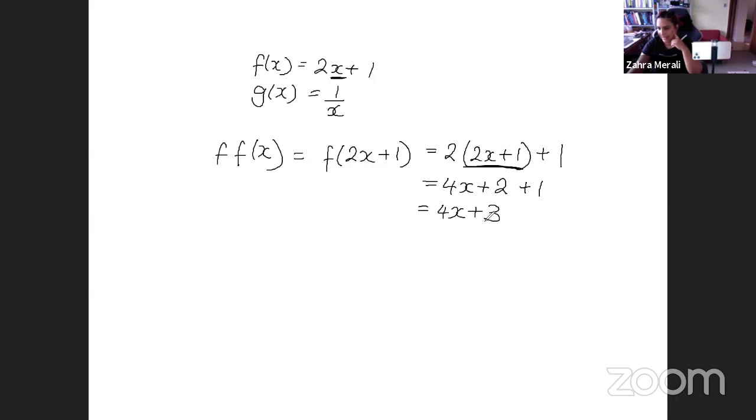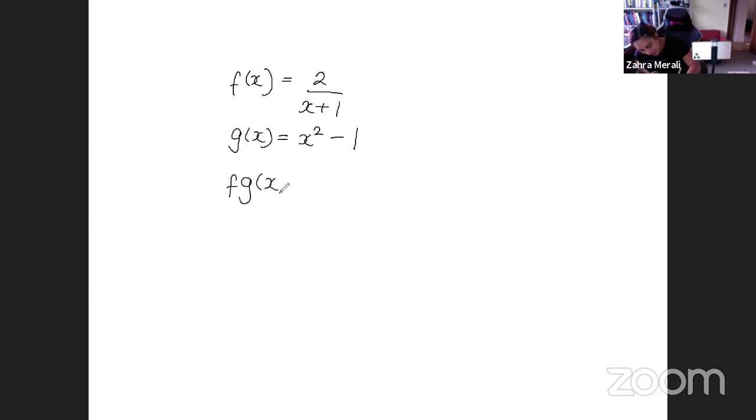So let me see if I can pick out any more GCSE questions. Let's take one more exam question. So if I said, all right, the diagram shows y equals f(x). It tells you the function f(x) equals 2 over x plus 1, g(x) equals x squared minus 1, and it's asking for fg(x).